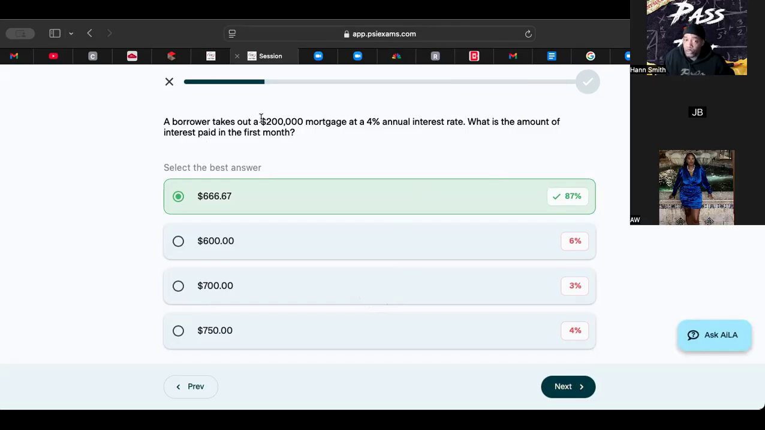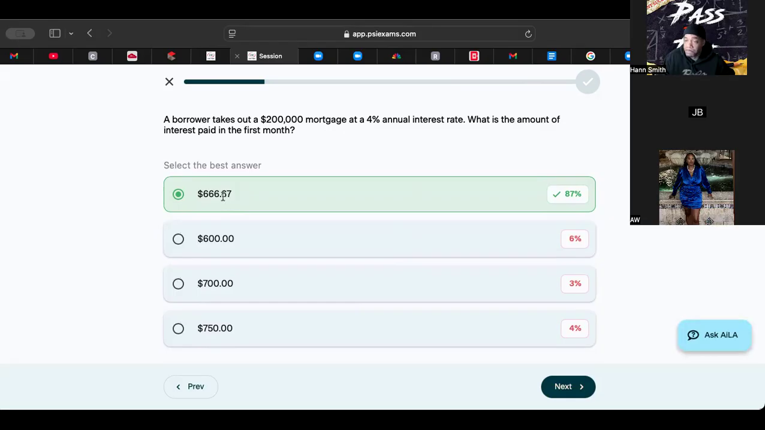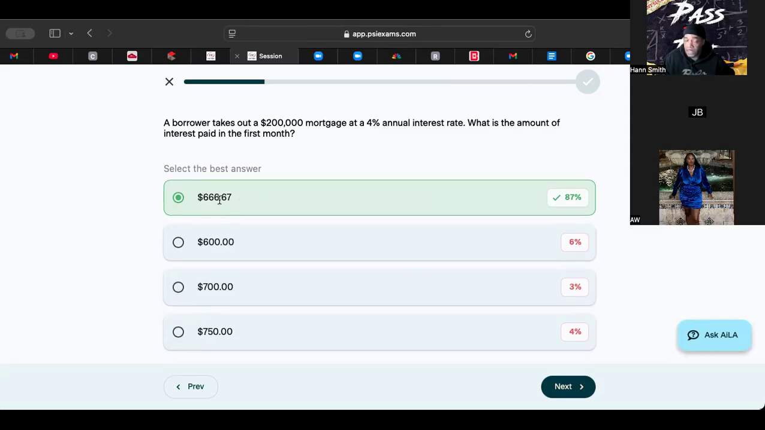Well, we know once we do the 200,000 times the 4%, that's our annual interest. Sometimes they'll say something like, the borrower pays $666.70 a month for interest. How much is their annual payment? All we have to do is take the 667 times 12, and it's going to equal 8,000.